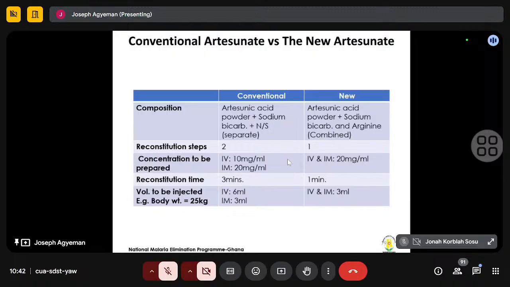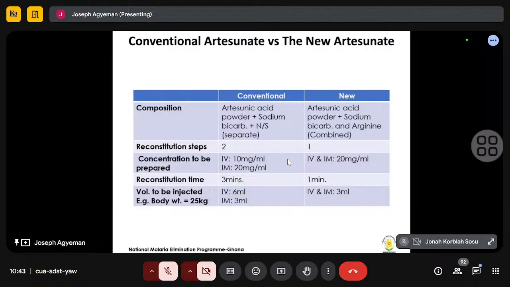In terms of volume, how much volume? Remember, the concentration to be prepared will dictate the final volume. So if the concentration is different as per the route, then of course the volume too will be different as per the route. So for the old one, if, for example, you are preparing for somebody who is 25 kg, very soon we will look at the doses and number of vials that you use, and even the volumes required as per the patient weight. It means you are doing IV 6 mls and IM 3 mls.